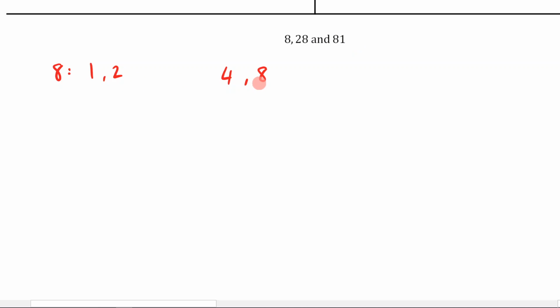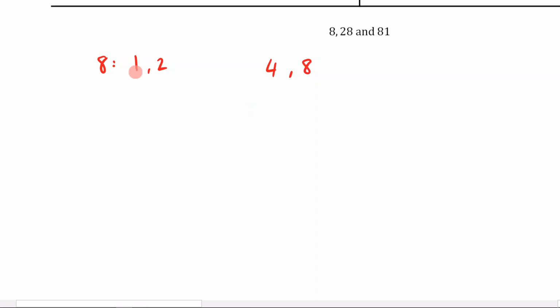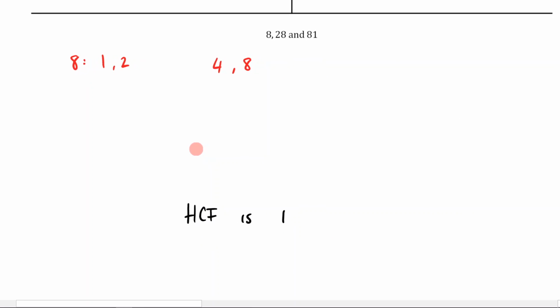They're all my factors for 8. So if it's not 8 and it's not 4, and I know that 2 doesn't go into 81, that means the only one left is going to be 1. So that means my highest common factor here is going to be 1. HCF is 1. And we could go through this a bit slower.